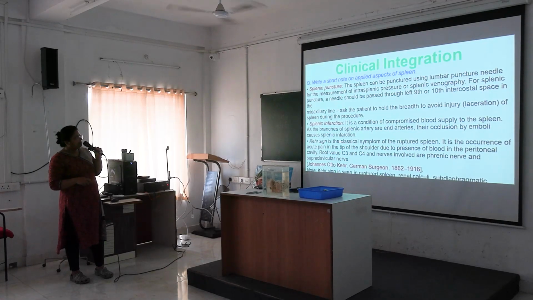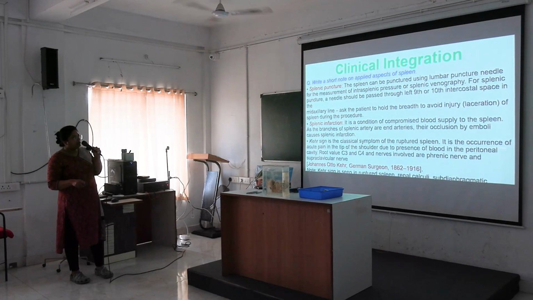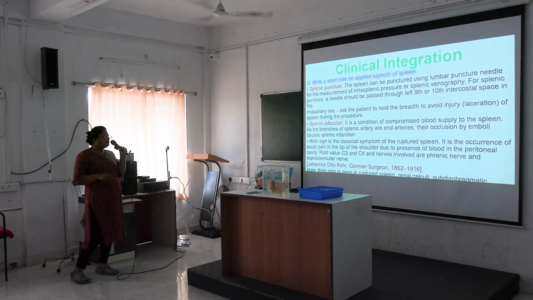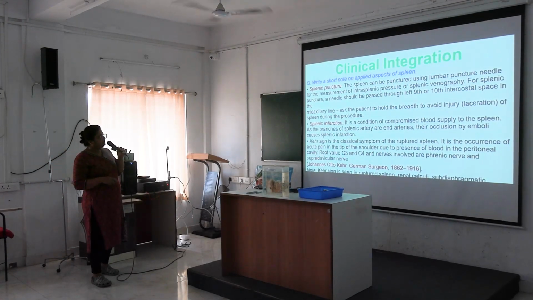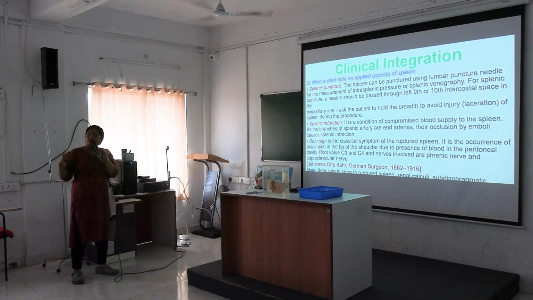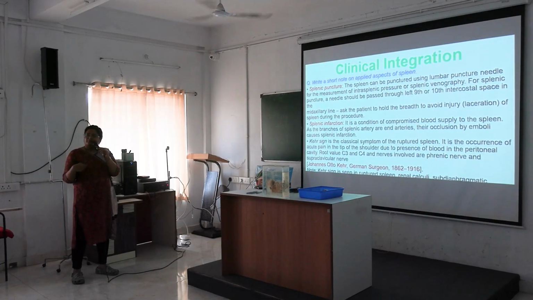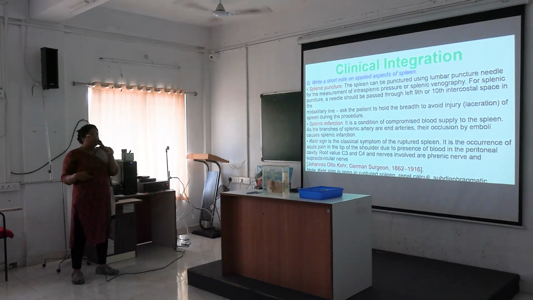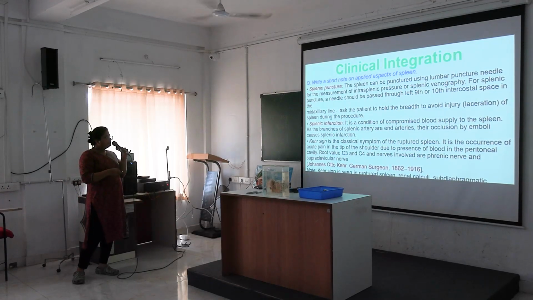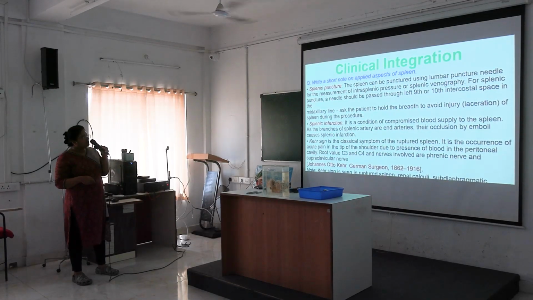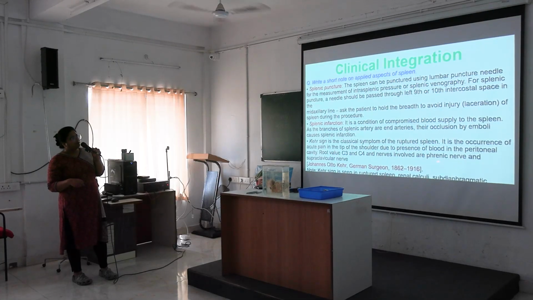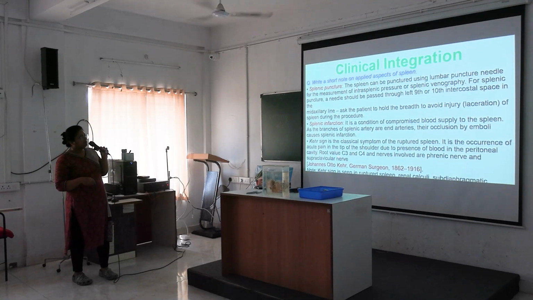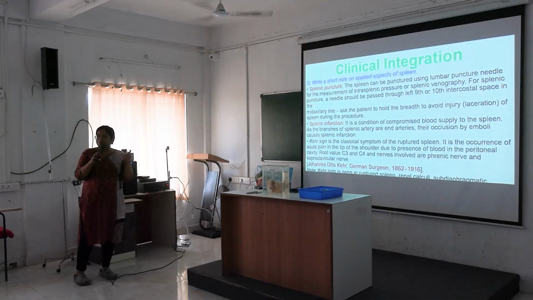What is Kehr sign? It is the classical symptom of the ruptured spleen. It is the occurrence of acute pain in the tip of shoulder due to presence of blood in the peritoneal cavity. It will irritate the diaphragm, and nerve supply is common for diaphragm and the shoulder. Root value C3, C4, and nerves involved are phrenic nerve and supraclavicular nerve. That is also important.